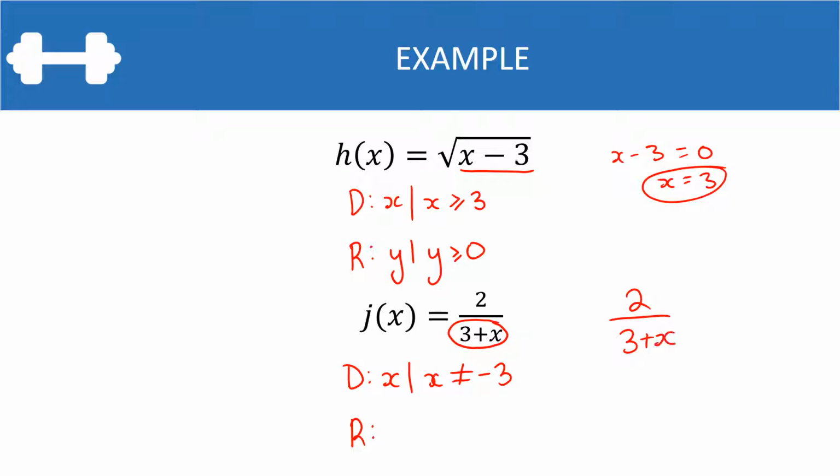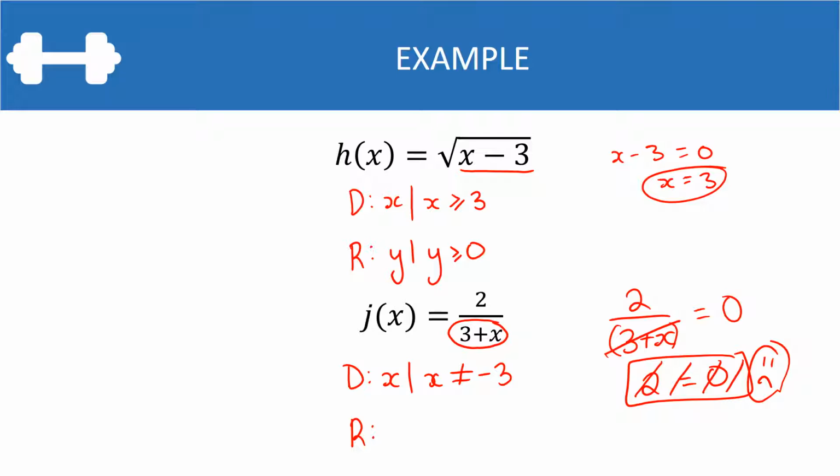If I set this equal to 0 right now, 2 over 3 plus x equals 0, and I try to find an x value that works, first thing I do is I multiply both sides by 3 plus x, which gets rid of it on the left, and because I'm multiplying by 0 on the right, I end up with this, which is obviously mathematically invalid. And so this tells me that there is actually no x value that will make this function equal to 0. So that's the only value that's going to be restricted from my range. It's y such that y cannot be equal to 0.